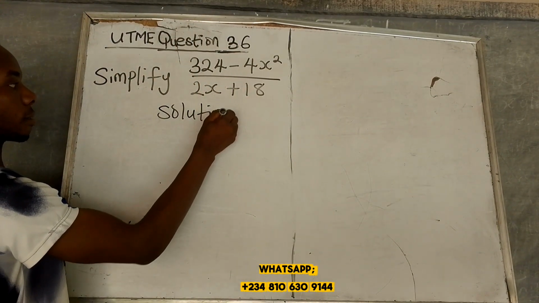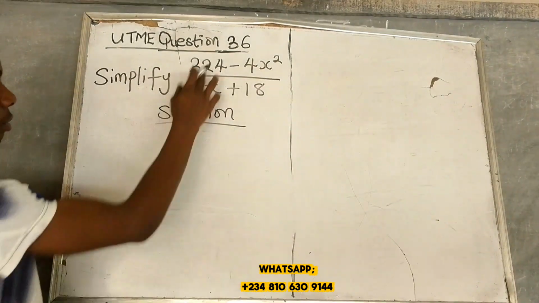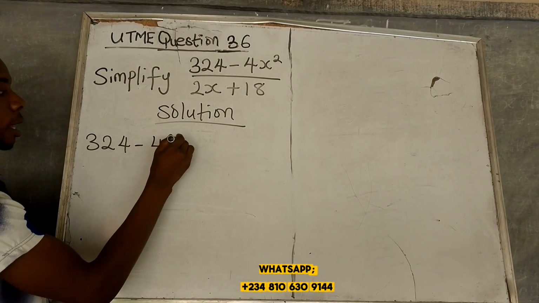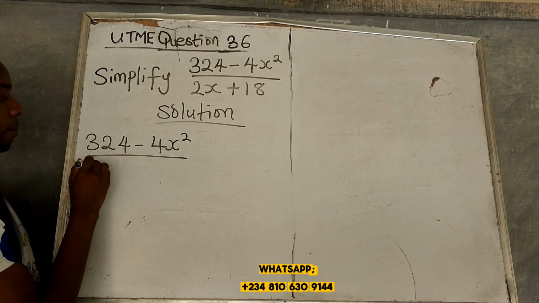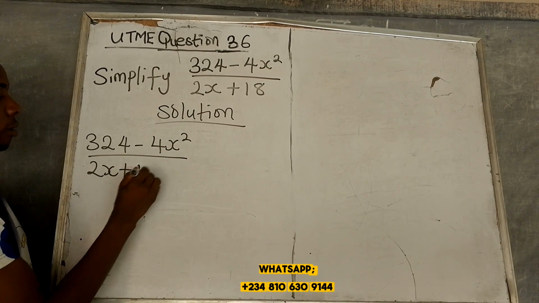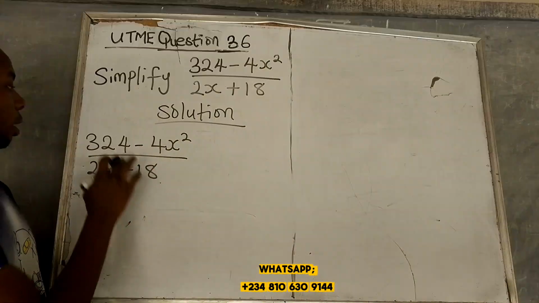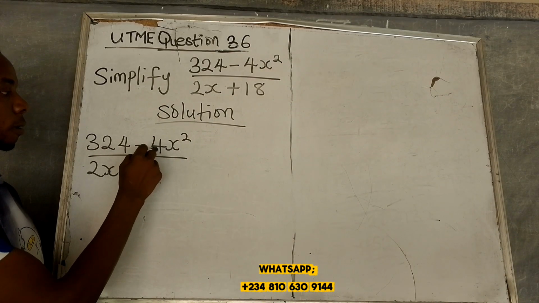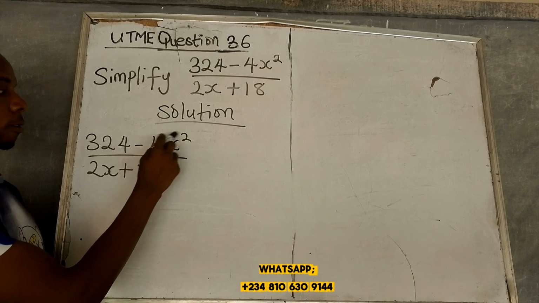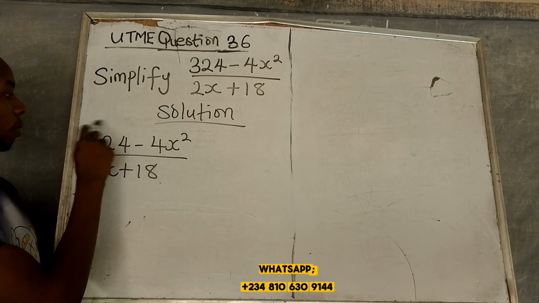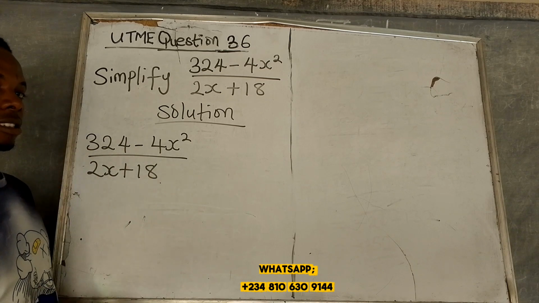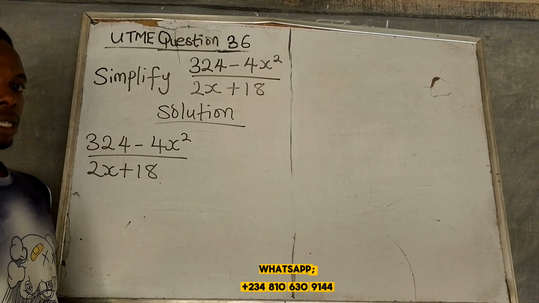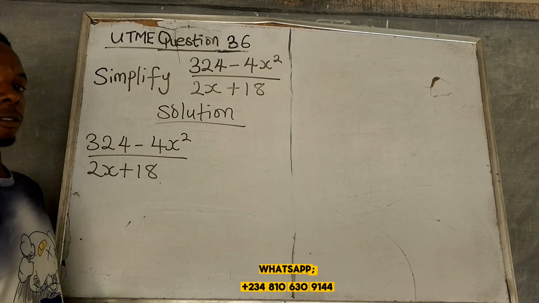What are these steps? This is our question: (324 minus 4x squared) divided by (2x plus 18). This is a difference of squares, because if you remember, the square root of 4 is 2, the square root of x squared is x, and the square root of 324 is 18. So the numerator is the difference of squares. Do you get it?